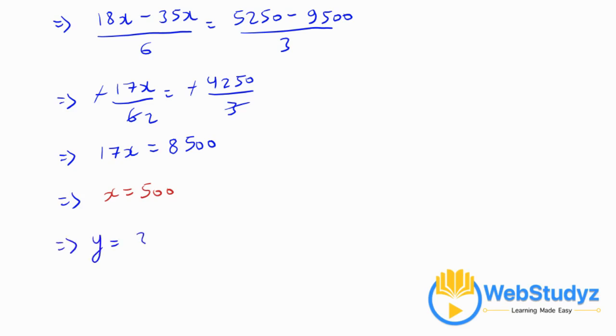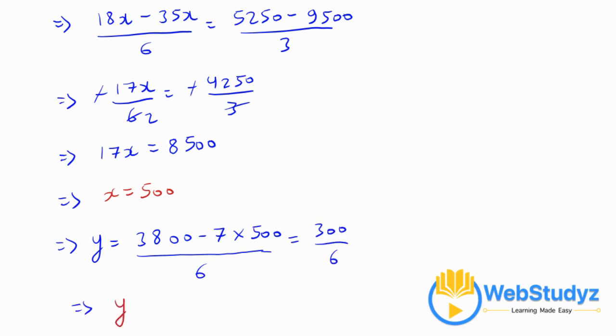So putting the value of x into the third equation, we get y is equal to (3800 minus 7 into 500) whole divided by 6. This will be 300 by 6. So from here we get the value of y as 50. So we get the cost of a bat is 500 rupees and cost of a ball is 50 rupees.